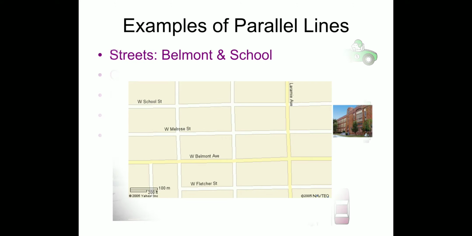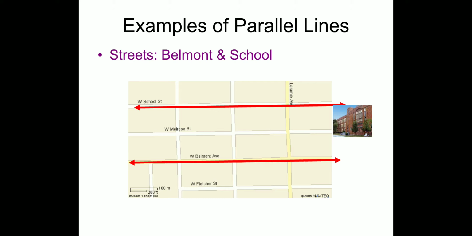Now let us see one more example of parallel lines. This is a street, taken from Belmont and school. Let us see where the two parallel lines are intersecting. You can see from this road to this street, it is parallel. So that is an example of parallel lines.